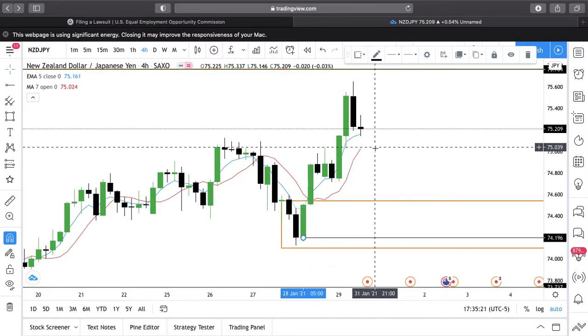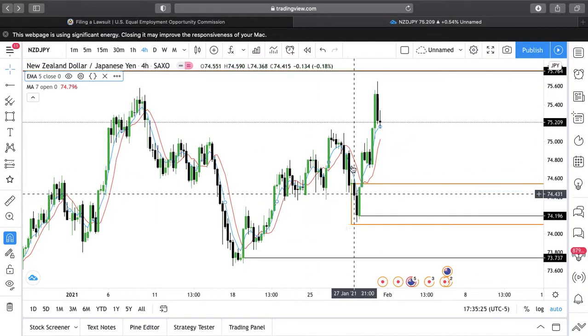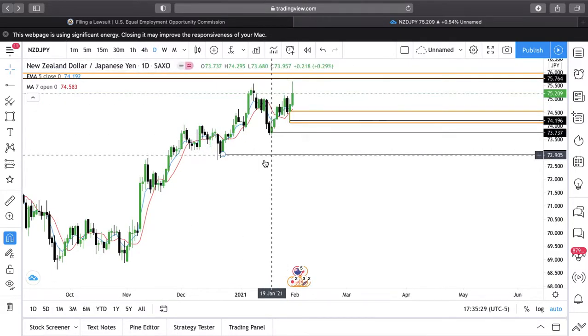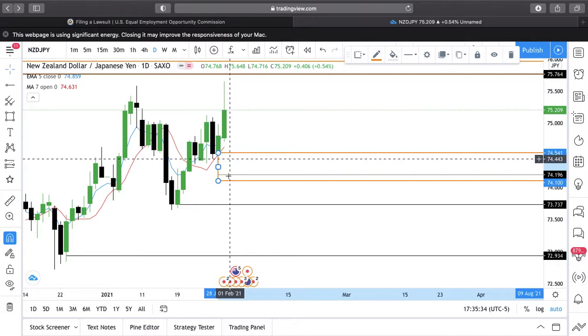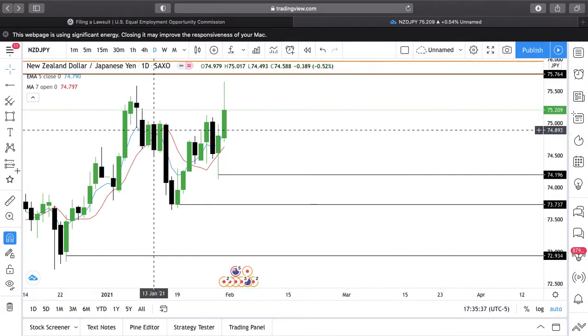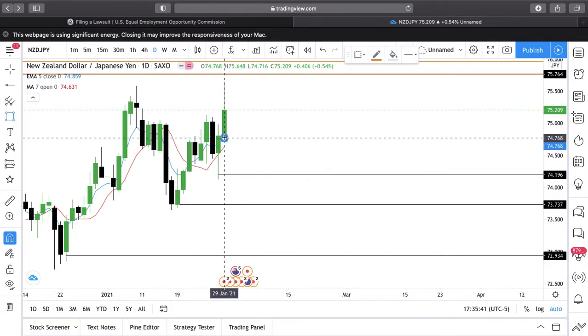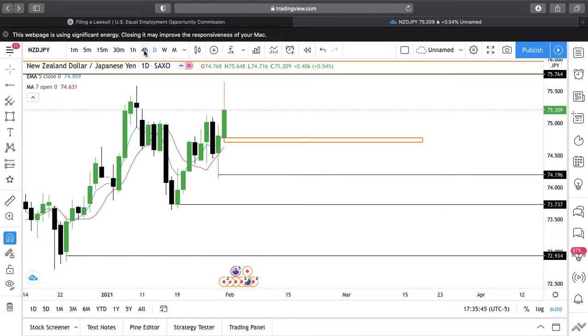Fresh floor. Is that not a fresh floor? That looks fresh to me, right? And let's go back to the daily because there's another one happening. If you look right here, here goes another one, right at the wick, on the daily time frame.